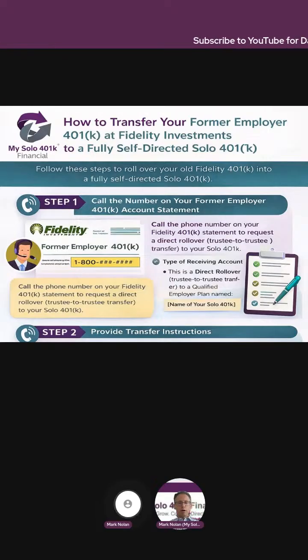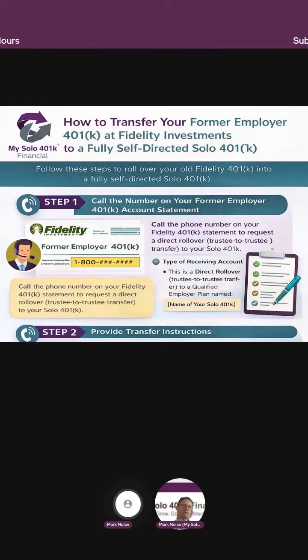I don't see any questions at the moment, but we'll monitor the chat for any questions. So, if you've previously worked for an employer and still have funds in a 401k plan held at Fidelity Investments, you may be able to transfer those funds into a fully self-directed solo 401k once you are self-employed.